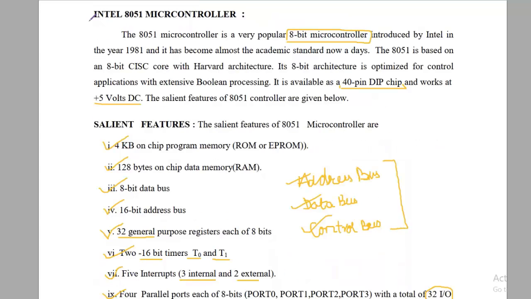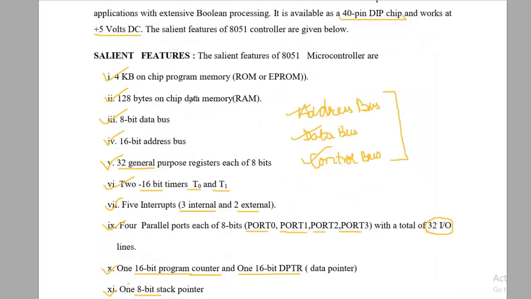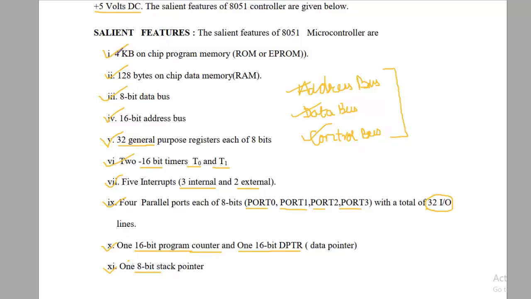Now we are here with the 8051 microcontroller. Let's talk about this completely. It is an 8-bit microcontroller and it has 40 pins in its chip, and works on a 5 volt DC supply. Some salient features of this microcontroller: it is a 4 KB chip. It has 4 KB of ROM, 128 bytes of RAM, an 8-bit data bus, and a 16-bit address bus.